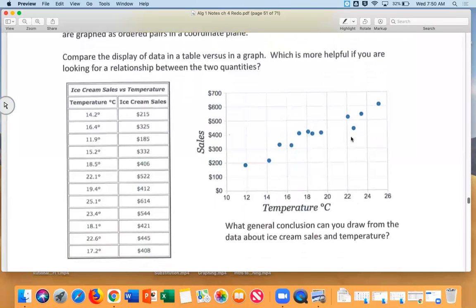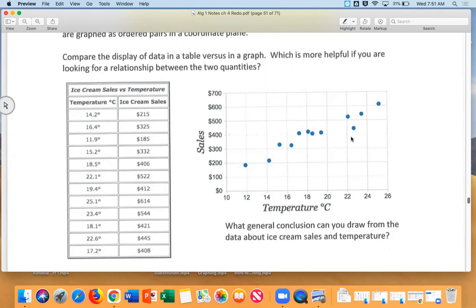Now, up here we have a table that compares the temperature in Celsius to ice cream sales. Kind of think of the guys at the beach with the big wheels who push around and sell you ice cream. All right, so when we plot these points, this is what we get. We get these dots.